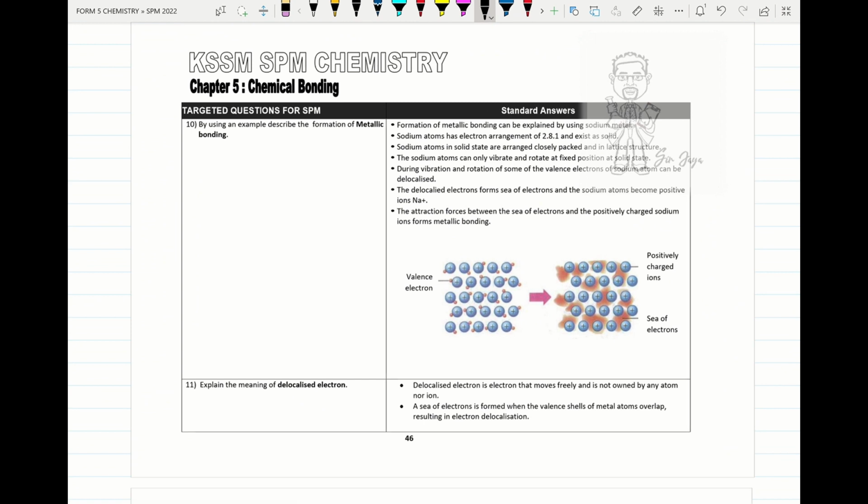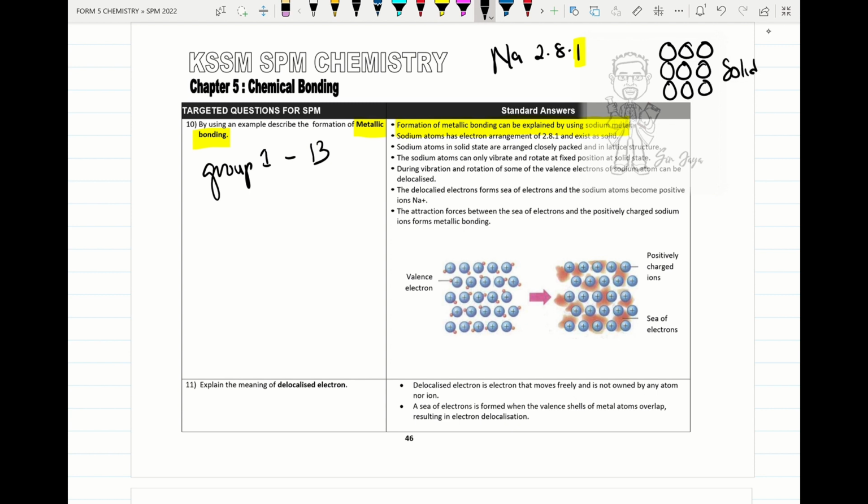All right, next we move on to the metallic bonding. So the formation of metallic bonding can be seen in metal atoms from group. All right, so please remember group 1 until group 13 are metals. So the metal atom. All right, so how to explain this one? The formation of metallic bonding can be explained in sodium atom. So please remember sodium atom has 2.8.1. All right, this one is disturbing the stability and these atoms are arranged closely packed and in order in solid state. So metal mostly exists in what state? Solid state. They can vibrate and rotate in the solid state. So the second point, sodium atom has electron arrangement 2.8.1, and they exist as solid.